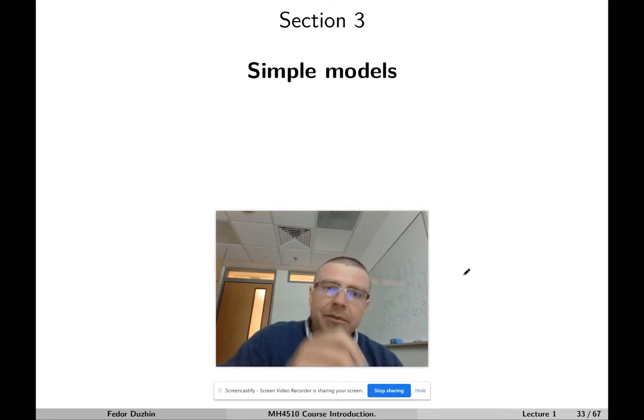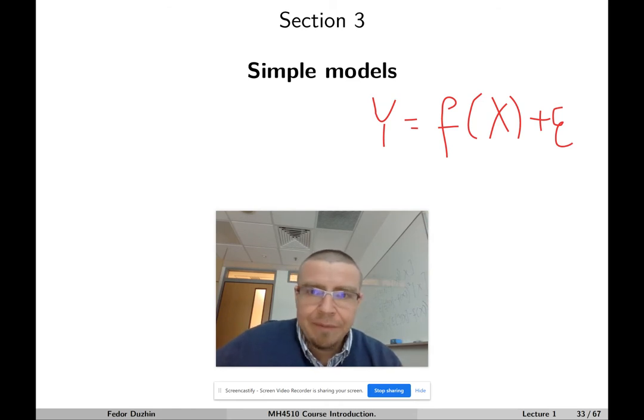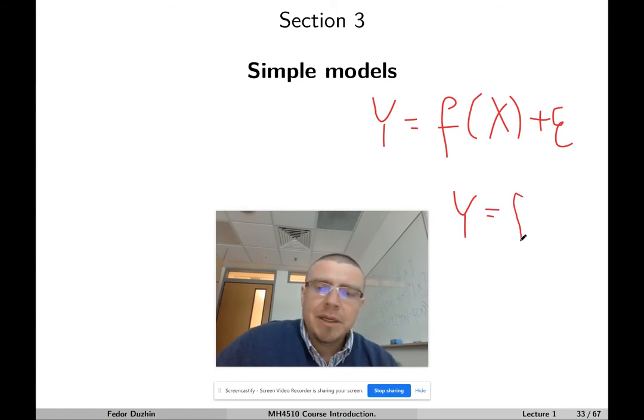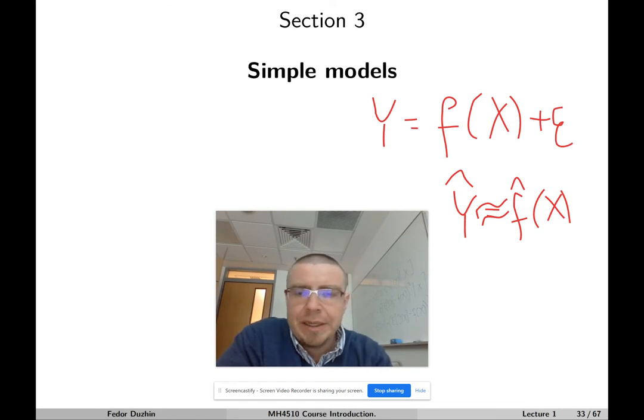So recall that in machine learning, we assume that the true underlying process that governs our data is y equals f of x plus epsilon, but the real f is not known. Instead, what we try to do is replace it with some f hat of x, approximately. And how to construct this f hat of x is what our course is going to be about. Now let us talk about simple methods to construct f hat.